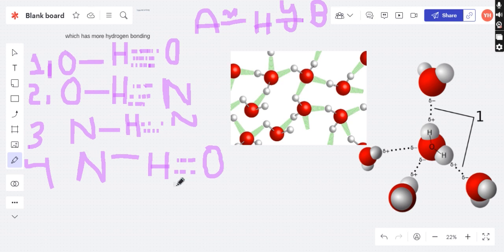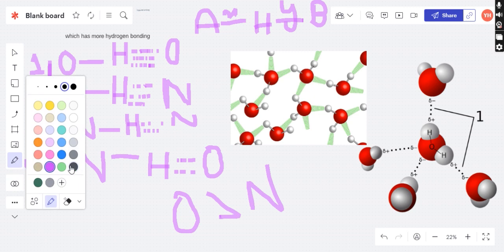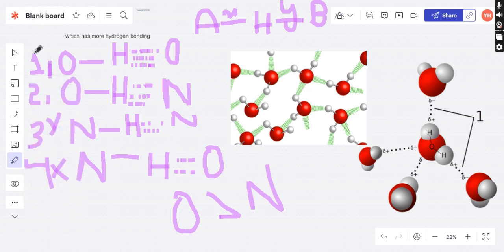We know that oxygen is more electronegative than nitrogen. This is a pretty obvious thing, so we can neglect these two options. Neglected. Now focus on this. I know that most of you think that this is the right answer, but no, this is not the right answer.